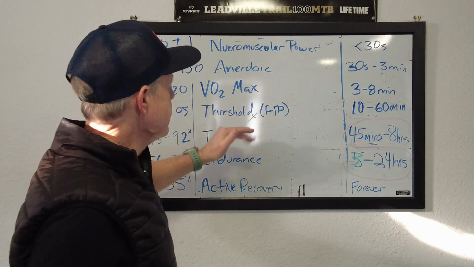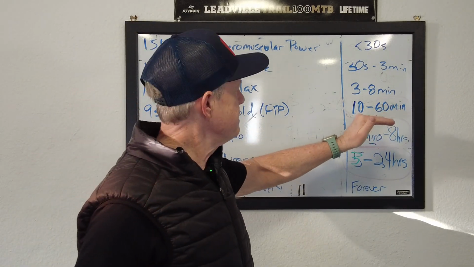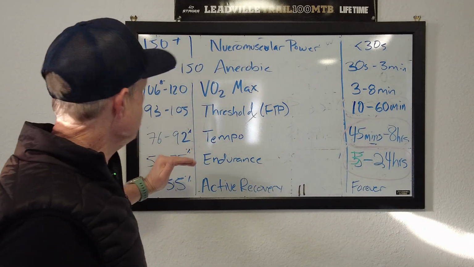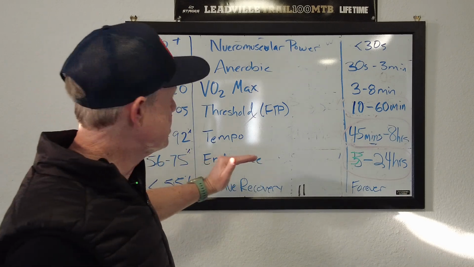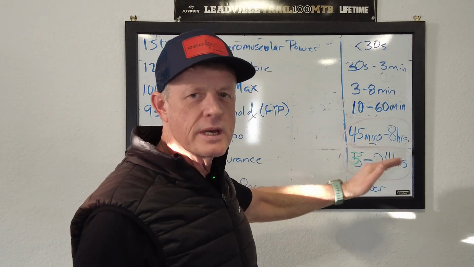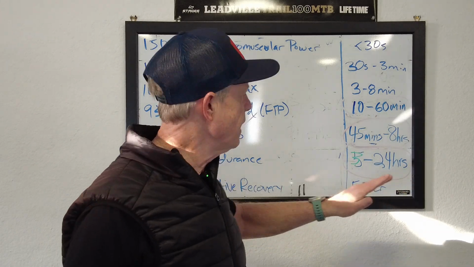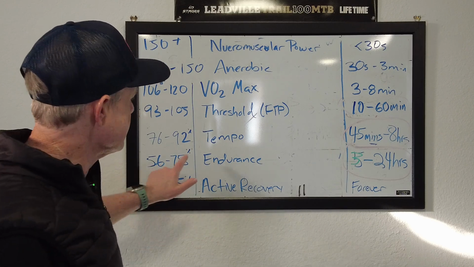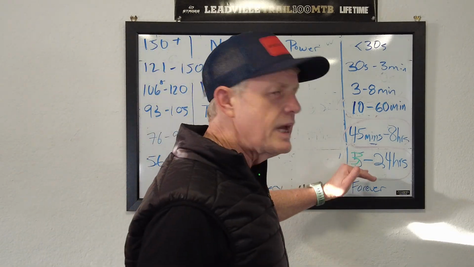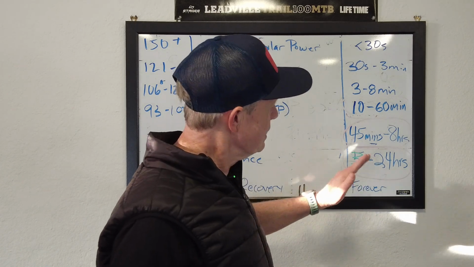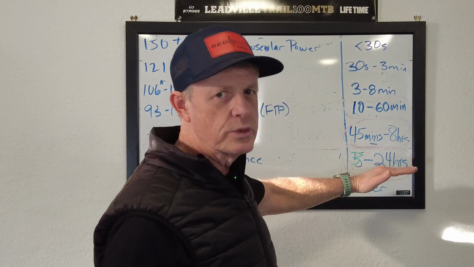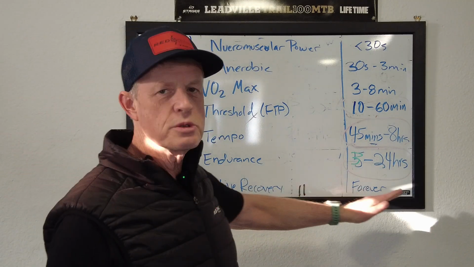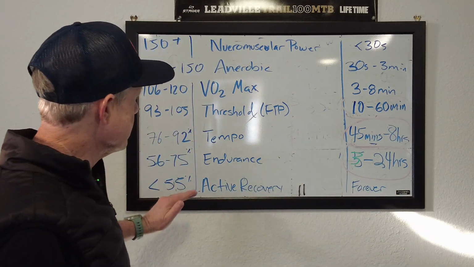Threshold or FTP you should be able to do for 60 minutes, but a minimum of 8 to 10 minutes. Tempo is 76 to 92%, and 45 minutes to, top level pro can do 8 hours. Endurance, that we don't do a lot of in the studio, is 56 to 75%, 3 hours minimum, 5 hours in that area, and then some people do 24-hour races. Active recovery you can do for a super long time, 55% or less.